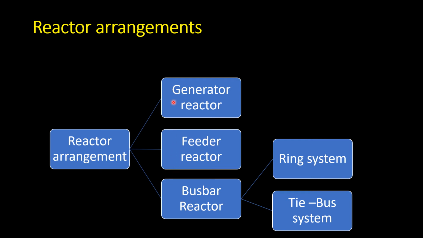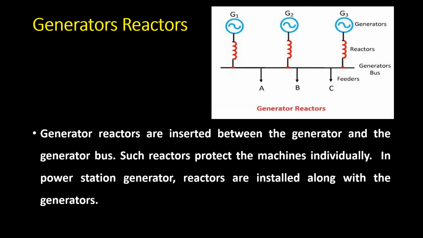If you are inserting reactor in series with generator, it is called generator reactor. If it is inserted in series with feeder, then that type of current limiter is called feeder reactor. And if it is in bus bar, it is called bus bar reactor. In fact, there are two different type of connections in case of bus bar, and accordingly they are named as ring system or tie system. Let us discuss one by one. First, start with generator reactor.